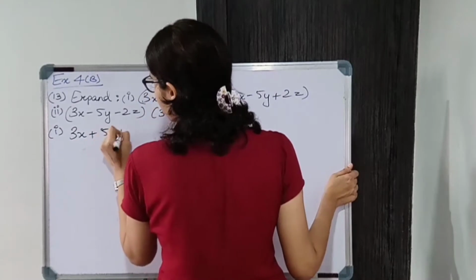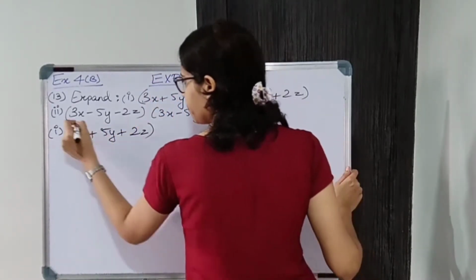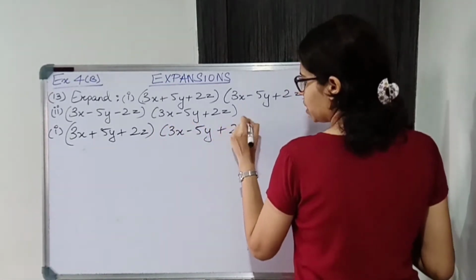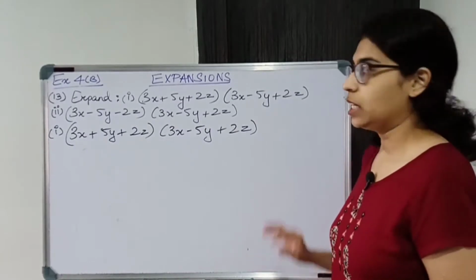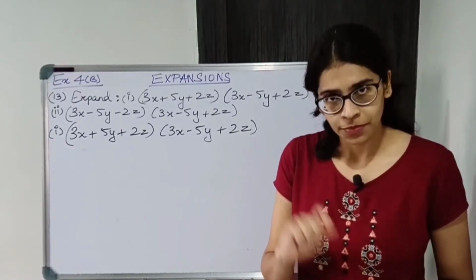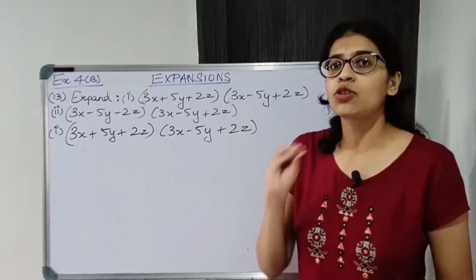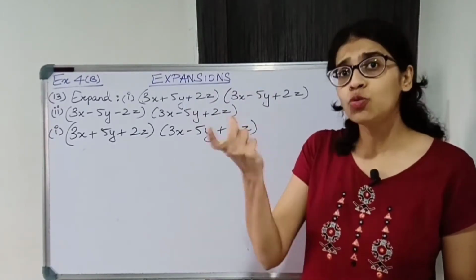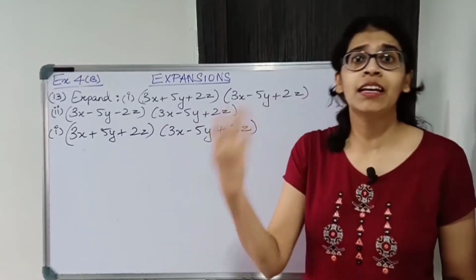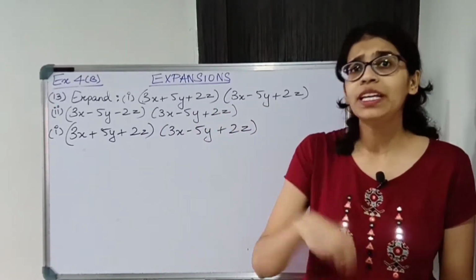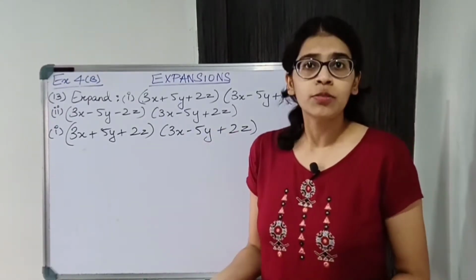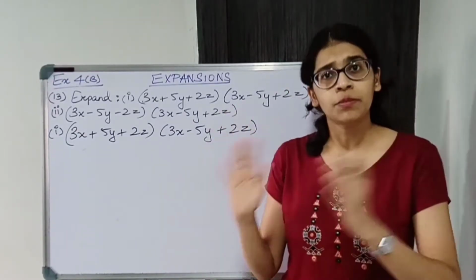3x plus 5y plus 2z, 3x minus 5y plus 2z. Okay. Now students, we know identities only for two terms. We know the identities of cubes, squares of two terms only. Okay, normally there is a b or a and 1 upon a or x and 1 upon x, or 2b and 3z and something like that. So there are two terms normally and you square it or cube it or something like that.